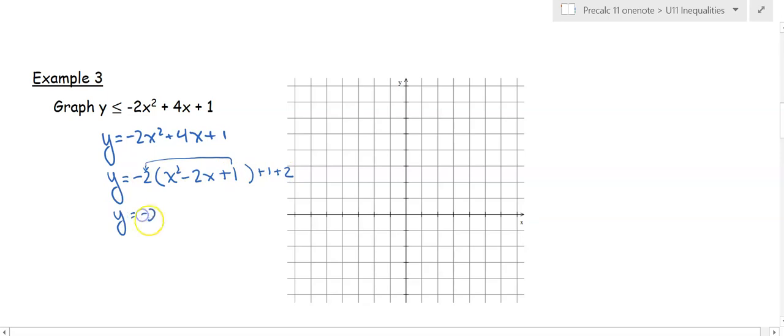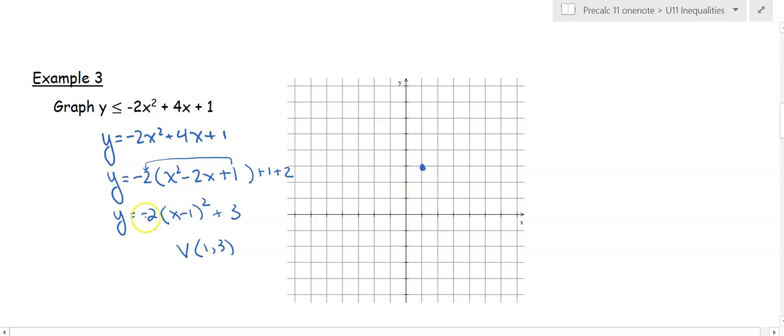Now I'm going to write it like this. x squared minus 2x plus 1 is now a perfect square, which can be written as two numbers that multiply to give 1 and add to give negative 2, squared, and then at the end plus 3. So now I have it in vertex form, and I know my vertex is 1, 3.